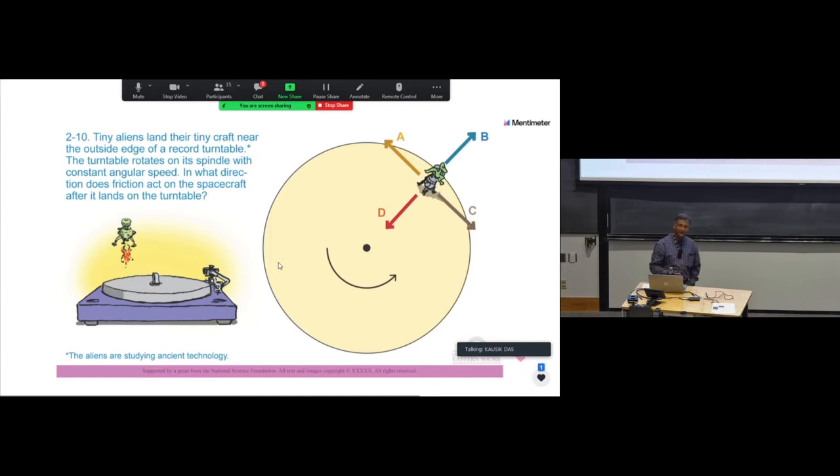So that's the direction of acceleration. And Newton's second law says that whatever the direction of acceleration is, that would be the direction of net force. What is the net force acting on that alien? Only friction, and there is nothing else on that tiny small aircraft. So friction is the force which is creating that acceleration. So we have to always think the other way around.